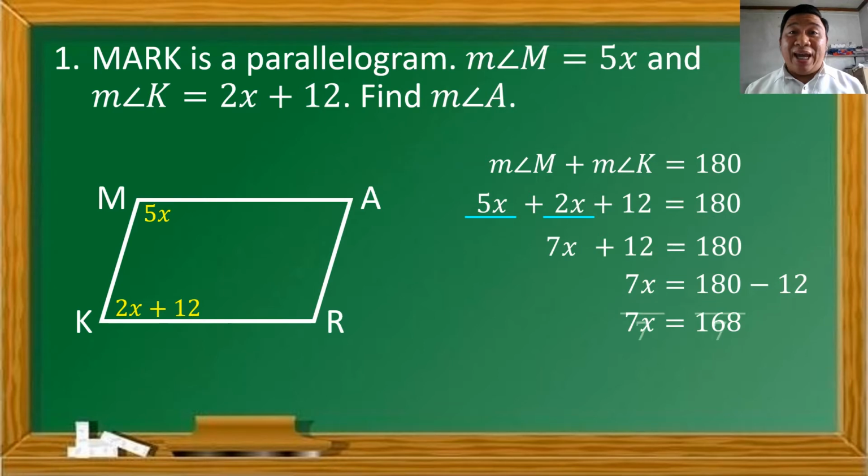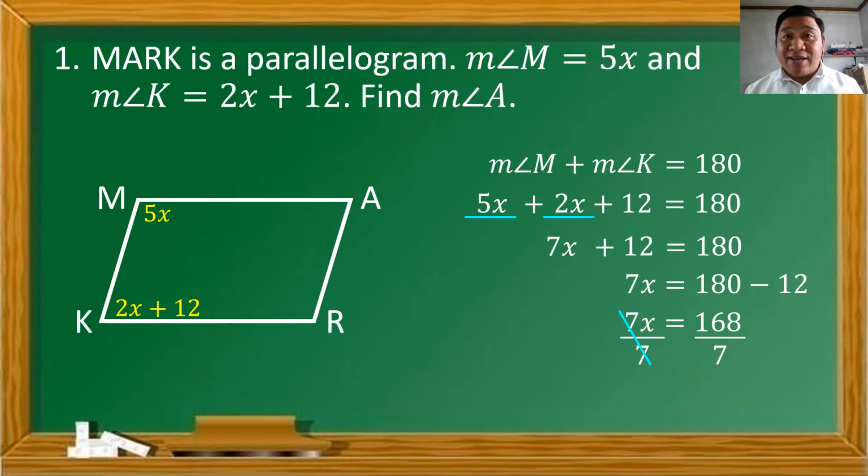All we have to do is to divide both sides by 7. Para makancel na natin yung numerical coefficient ng x natin sa left side ng equation. Alright, so cancel na natin yung 7. Kaya ang matitira na lang sa left side ay si x.